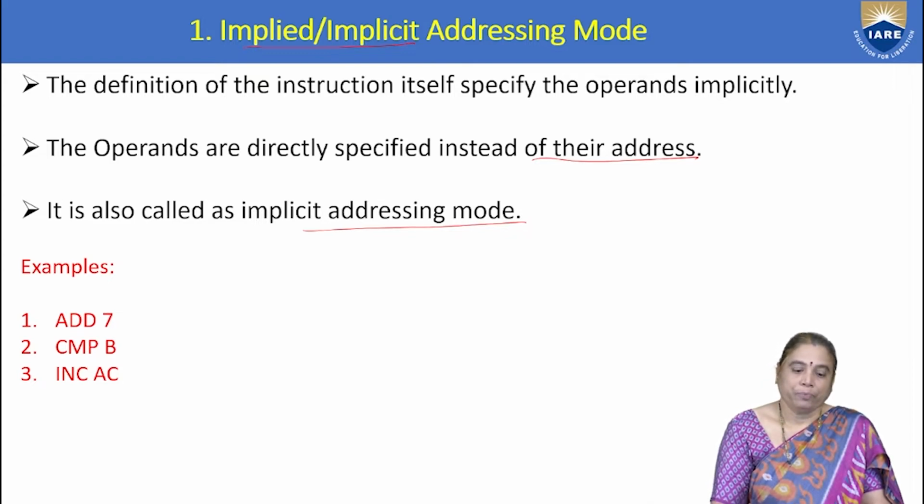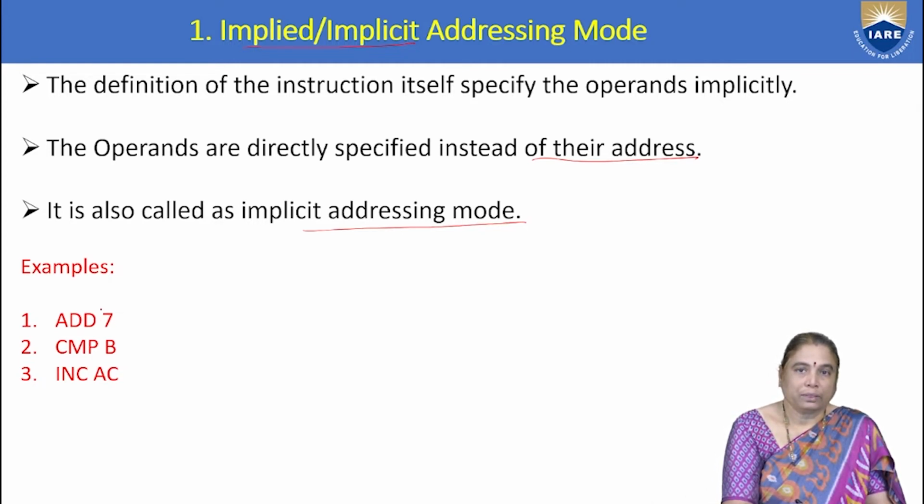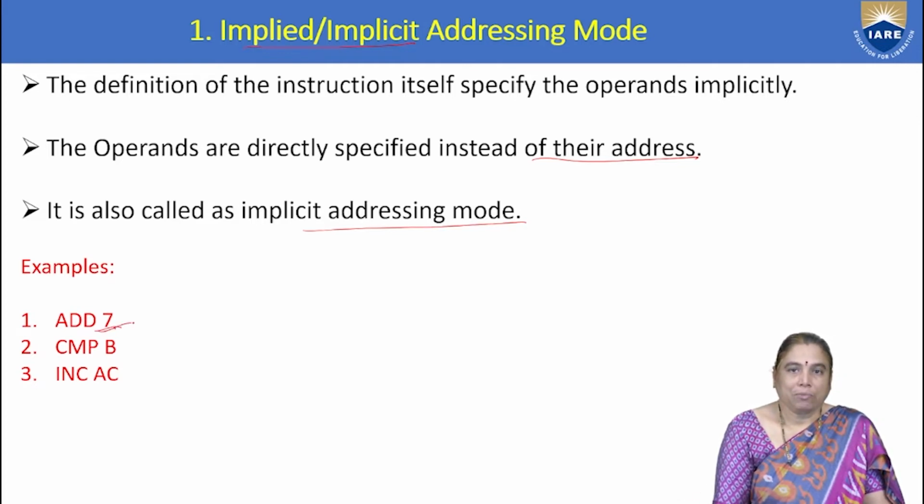implicit addressing mode. Take the example of ADD 7. Here 7 is the data that has to be taken directly. ADD is the instruction used to perform the addition arithmetic operation. So the data 7 has to be added with the accumulator data, and the result is stored in the accumulator. Here the data is directly available within the instruction. That's why this is called implicit addressing mode.